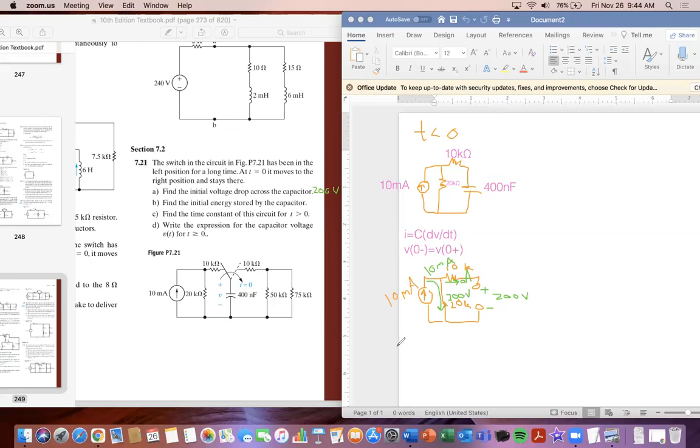If we think about that, the initial energy, that'd be W equals 1/2 CV squared. And then our voltage would be 200 volts. And then our capacitance is 400 nanofarads. Oh yeah, sorry, I forgot to, and then do 1/2 times that. So if we look at that, that'd be 200 nanofarads times 200 times 200.